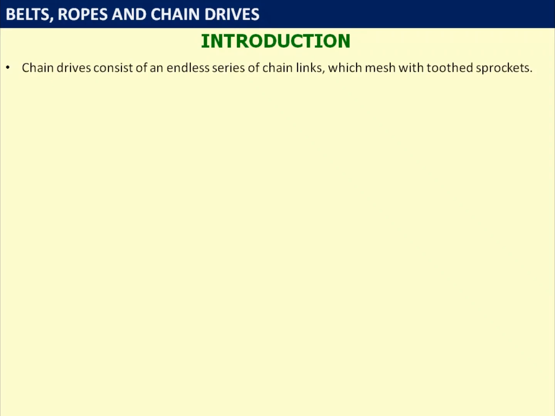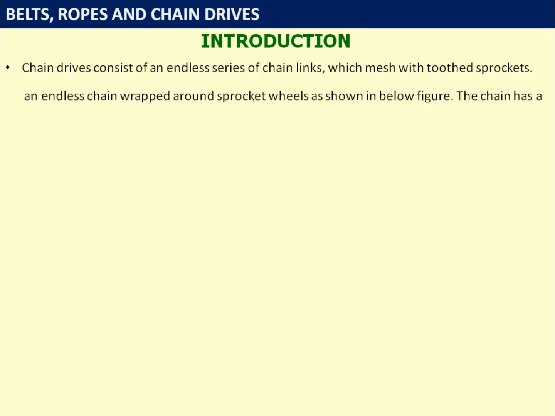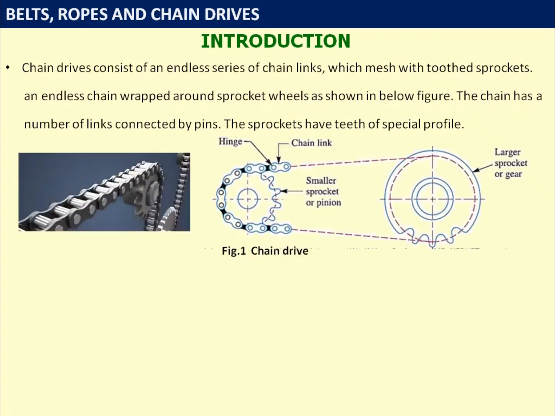Chain drive consists of an endless series of chain links which mesh with the toothed sprockets. An endless chain wrapped around the sprocket is as shown in the figure below. The chain has a number of links connected by pins. The sprockets have teeth of special profile. So figure 1 shows a typical chain drive, where we can see the toothed sprockets. One is a smaller wheel or smaller sprocket, which is also called a pinion, and another one is a larger sprocket, which is also called a gear. The left hand side photograph shows the typical chain.